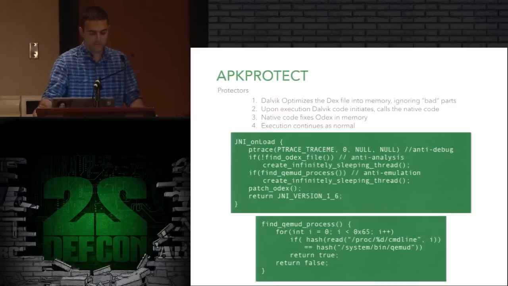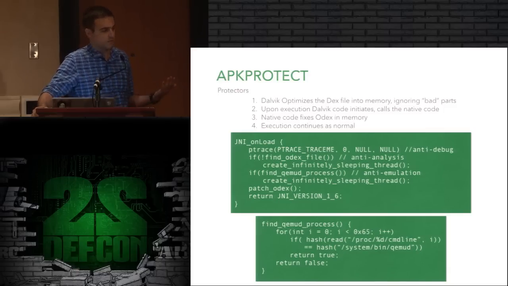All it's doing is it basically hashes what the proc PID command line is. So it looks to see if that is system bin QEMUD, and if it sees that in the first, I believe, 101 processes, it's going to crash. It's basically just not going to let you run this on an emulator. So that's their anti-emulation technique.